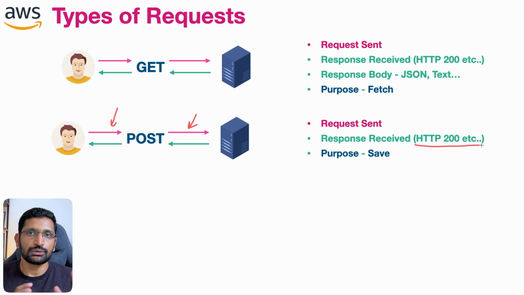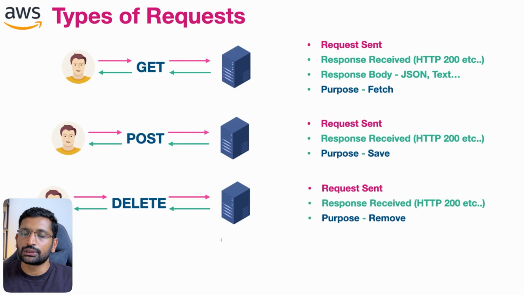If your POST is successful, then you are going to receive an HTTP 200, which means you are able to save or store that particular information into your backend system using the POST API. That's the only response you are going to get, because you're trying to store, but you're not going to fetch anything back. And the purpose, as I already told you, is to save and store the information, and for that purpose you are going to use the POST API.